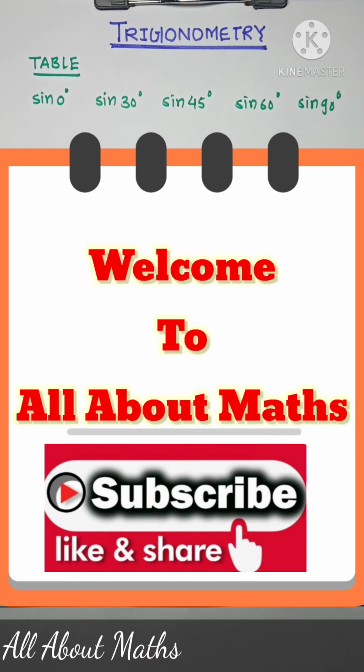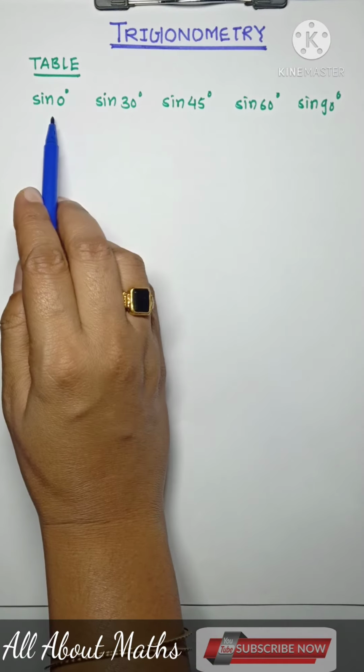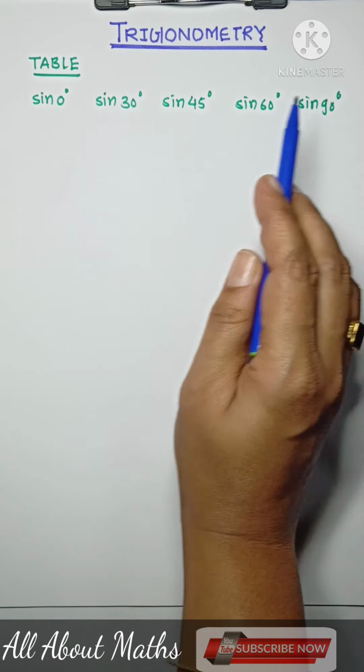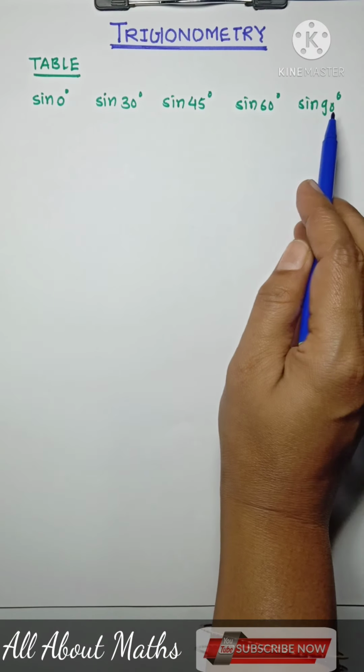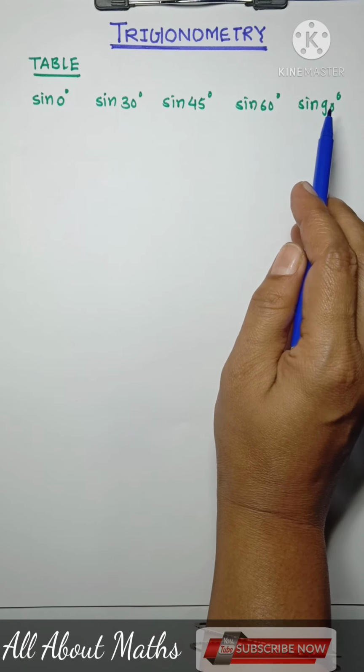Hello everyone. Today we are going to learn about how to memorize the trigonometric table. There are many methods to learn it, but we will see today one of them. So let's begin. Here I have already written sine 0, sine 30, sine 45, sine 60 and sine 90. We have to see the sine values of 0, 30, 45, 60 and 90 degrees. Once we get the sine value of all those angles, then we can find cosine, tan and so on.